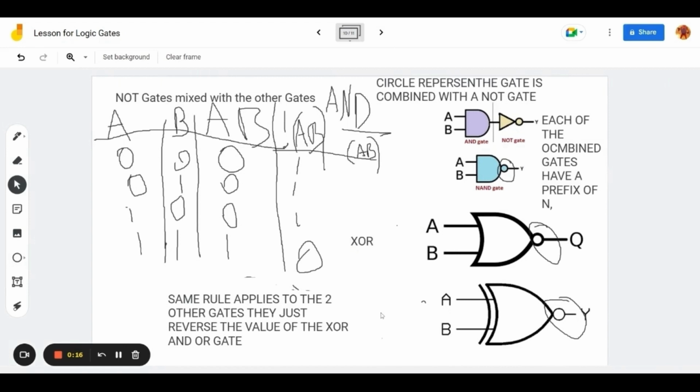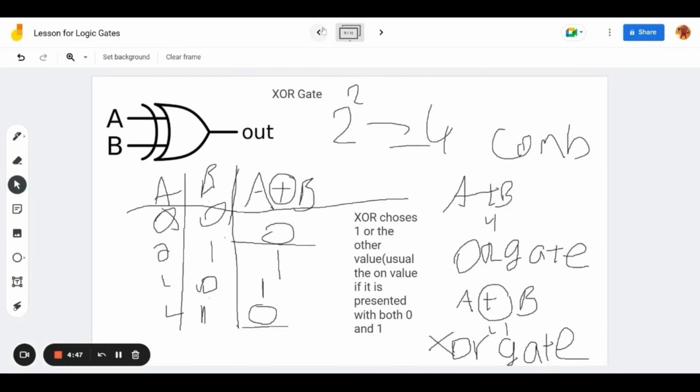XOR, I mean, NOR gate. Or, and this is the XNOR gate. And let me just name them right here as I finish naming them. It's the XNOR gate, as we've just discussed. This is the XNOR gate. Basically, this would just be the reversal of this.